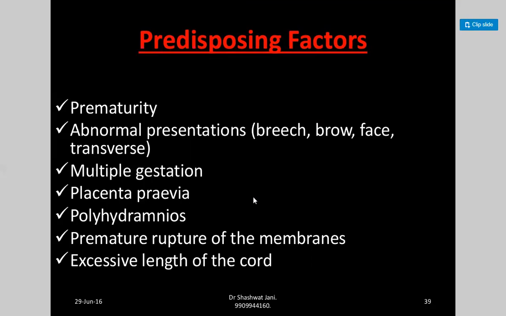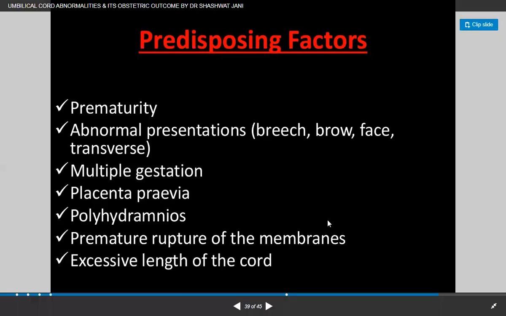Then placenta previa. What is placenta previa? Where the placenta is present in the lower uterine segment. Or sometimes polyhydramnios. What is polyhydramnios? When the amniotic fluid is more than 2000 ml or 2 liters. Poly means more than, hydramnios means amniotic fluid. And premature rupture of the membranes can lead to this. Also, if the length of the cord is more, that can lead to this condition.